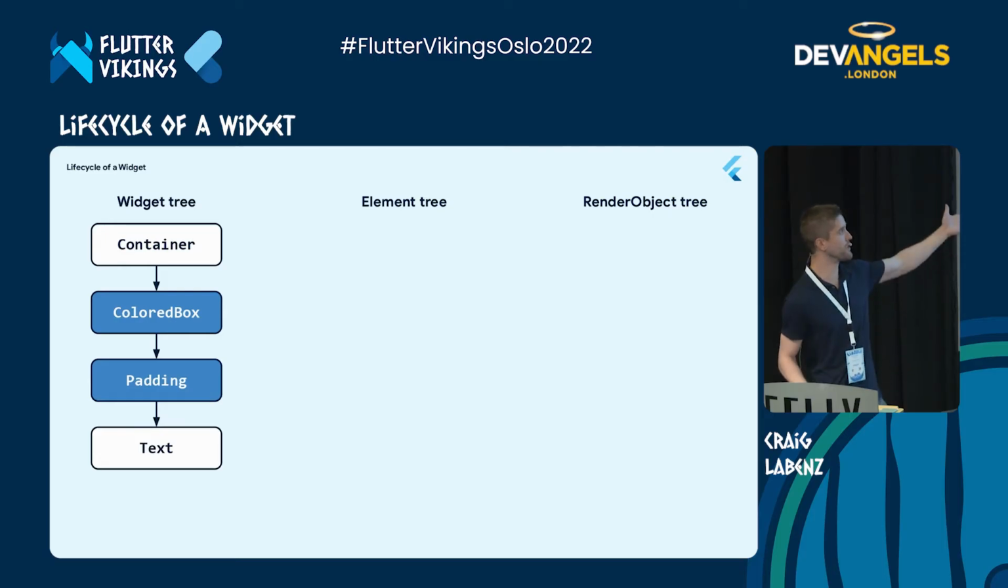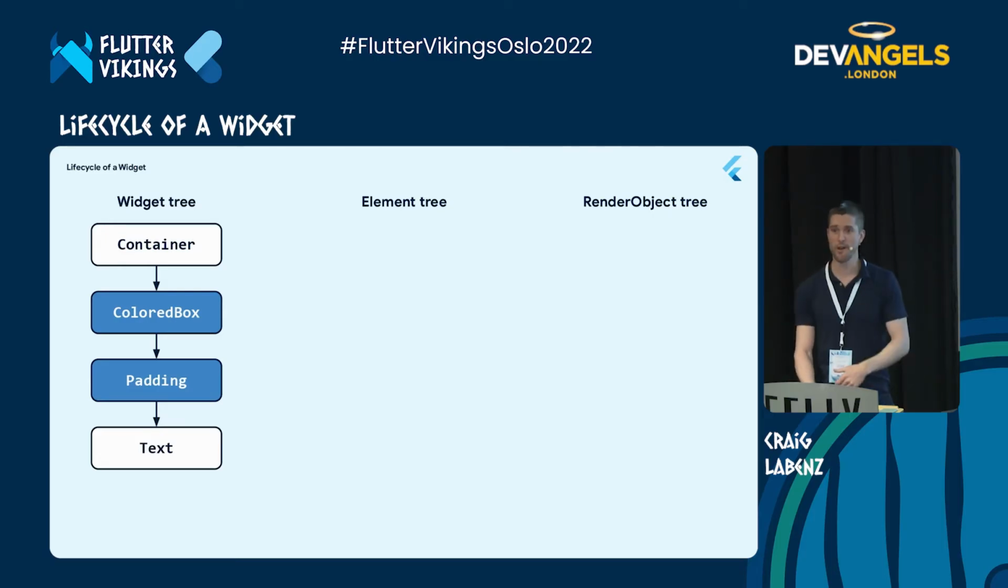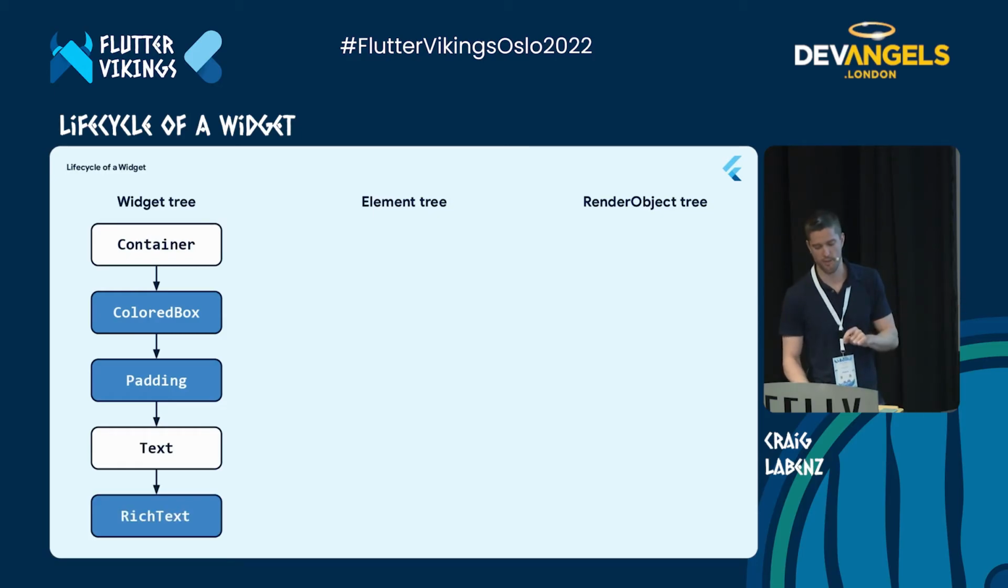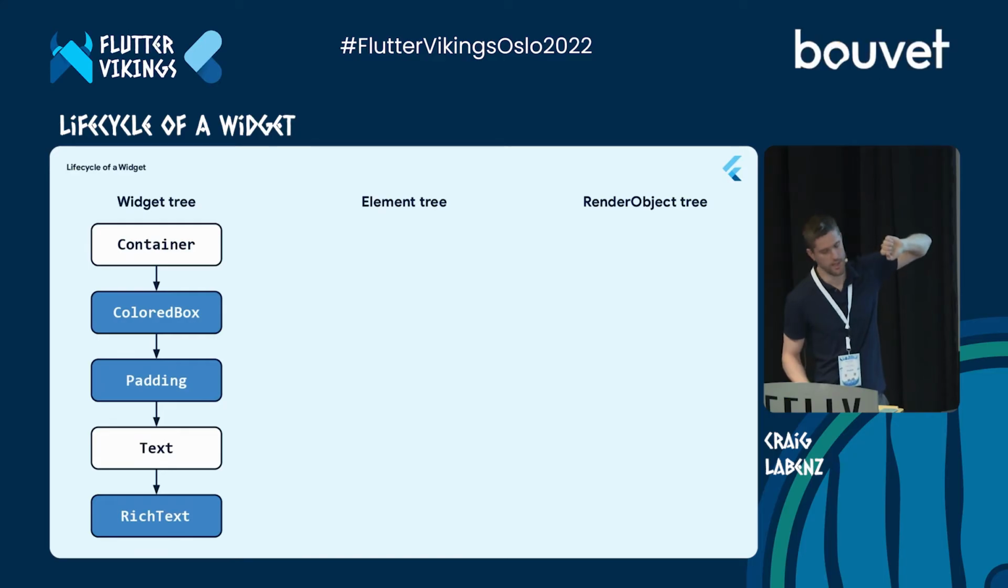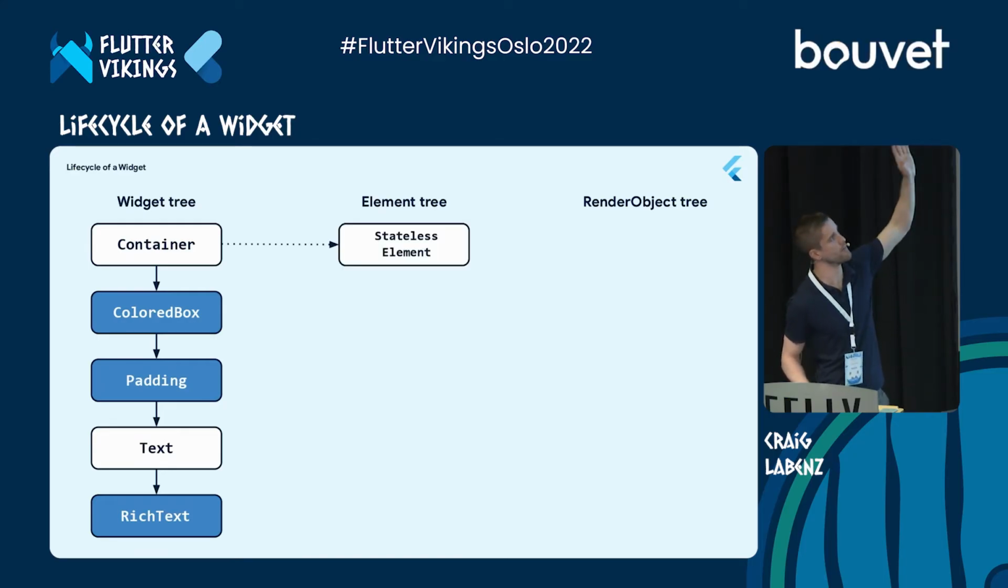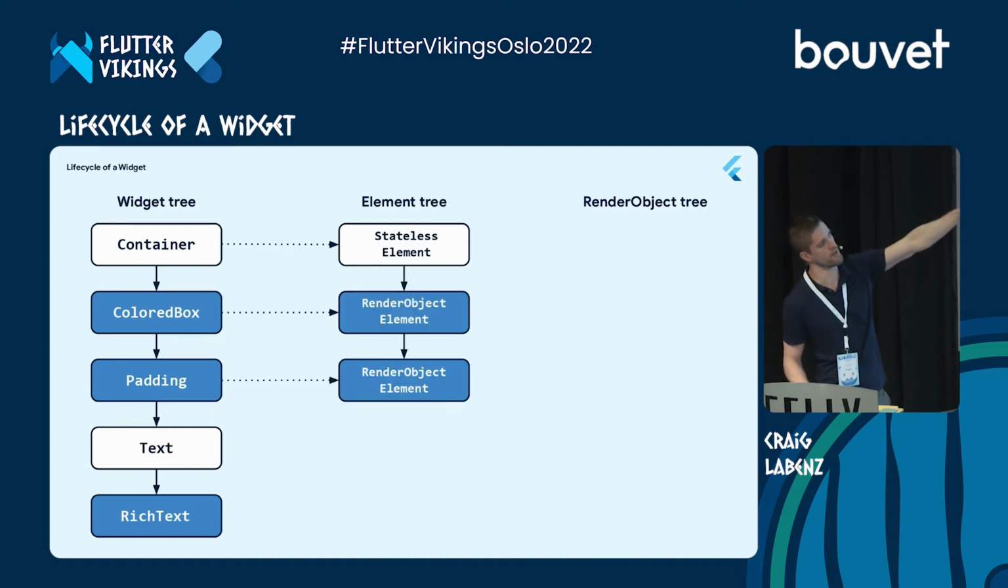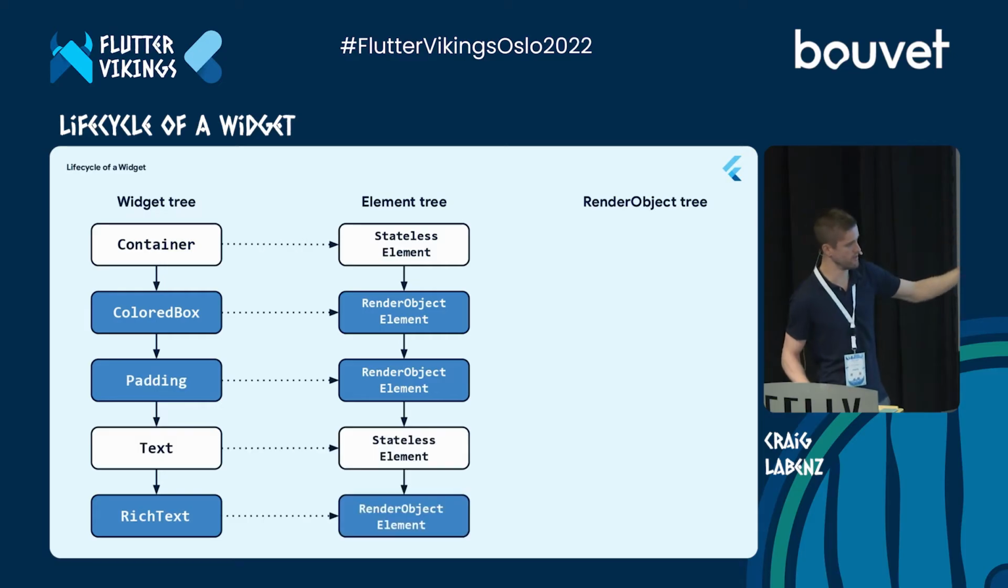And the text widget this whole time has been a stateless widget. It doesn't know how to render anything. Who would have thought? It's just been lazy. But its build method can compile a rich text widget, which is a render object widget. And we said earlier that the mere flavor of each of these widgets completely implies the element that is returned from create element. So there's no surprises down the element tree line. So the stateless widget container produces a stateless element. The two render object widgets produce render object elements, and so on it goes.